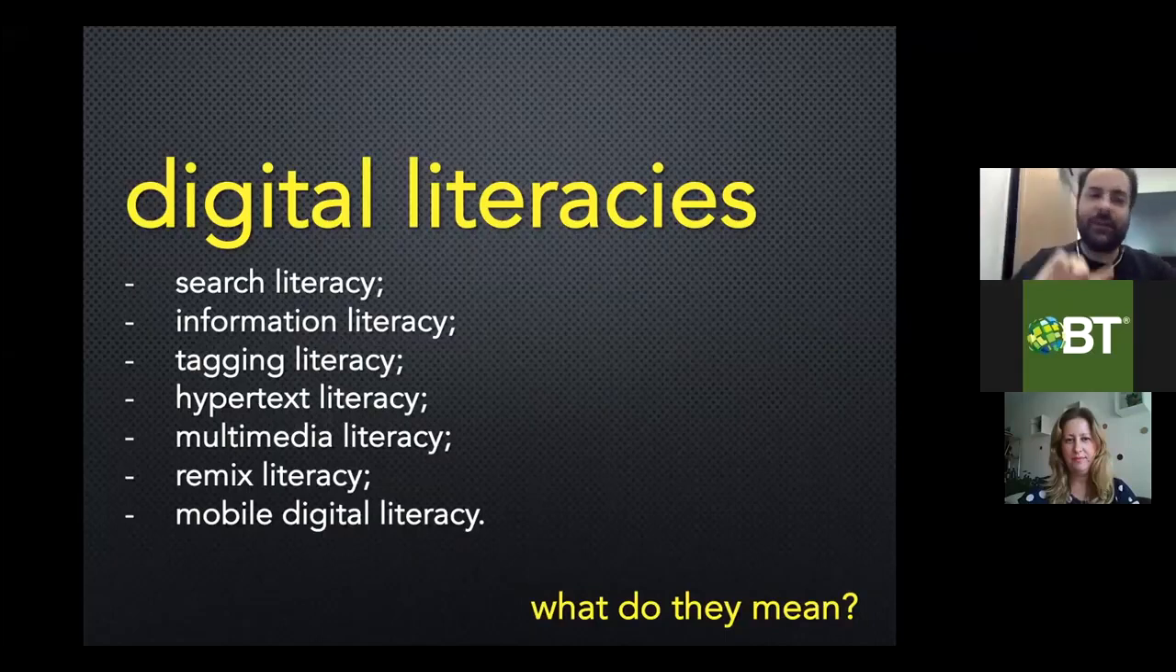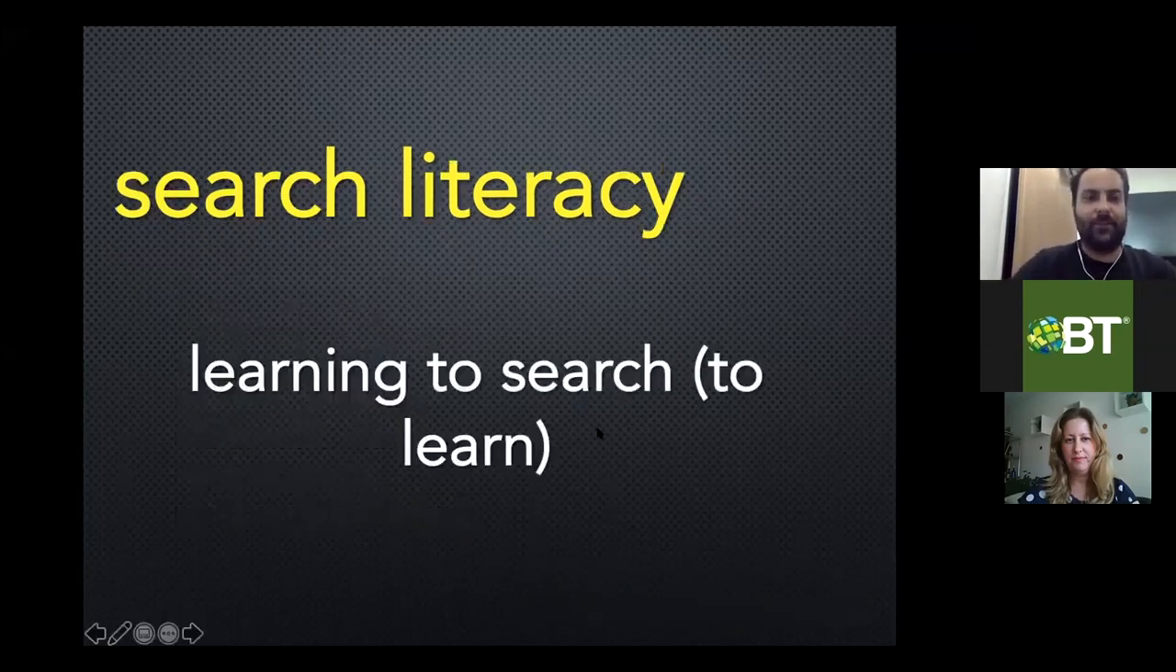However, some other literacies are not so self-explanatory, like tagging literacy. What could that be? Or remix literacy. What could that be? So here we have the first one, search literacy, which is one of the self-explanatory literacies, meaning learning how to search or learning how to learn.